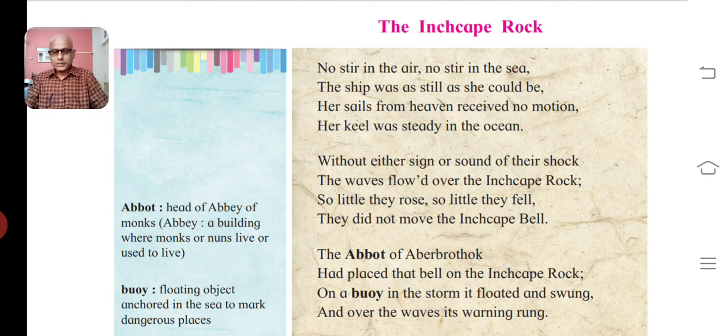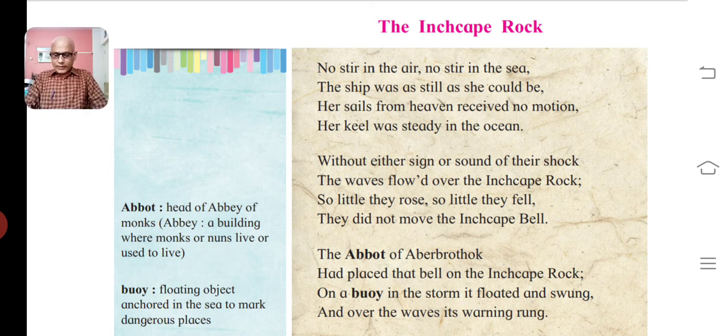Now we'll go for the figures of speech. Now see the line. No stir in the air, no stir in the sea. In this line, the figure of speech is repetition. Why? Here, the words no stir in are repeated for emphasis. How to write its explanation? Repetition, underline, dash. Here the words no stir in are repeated for emphasis.